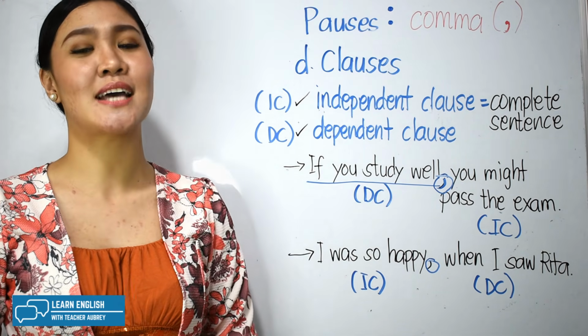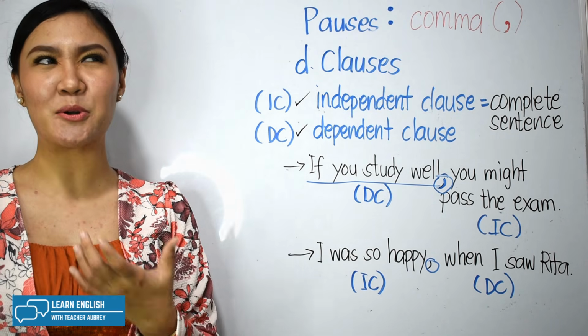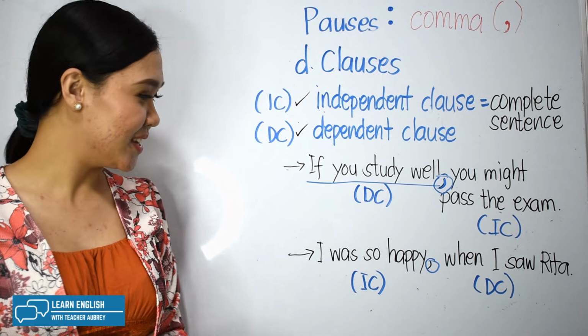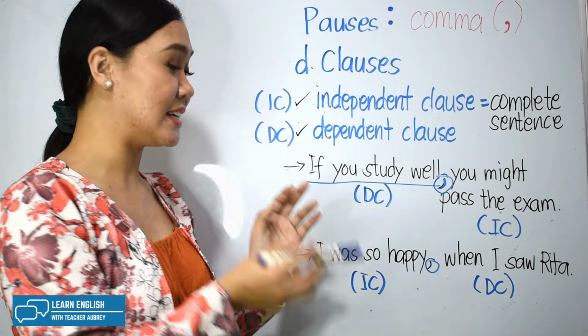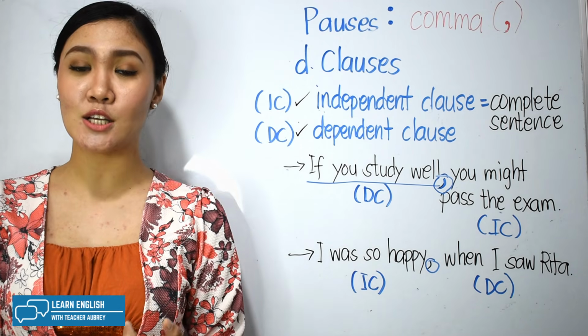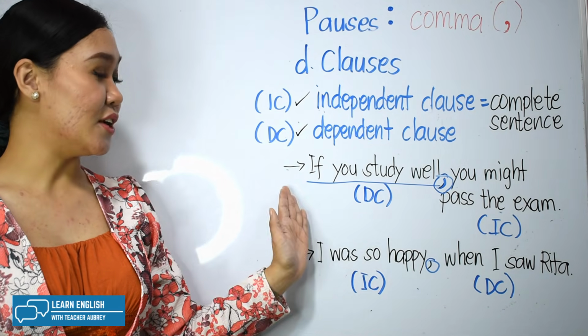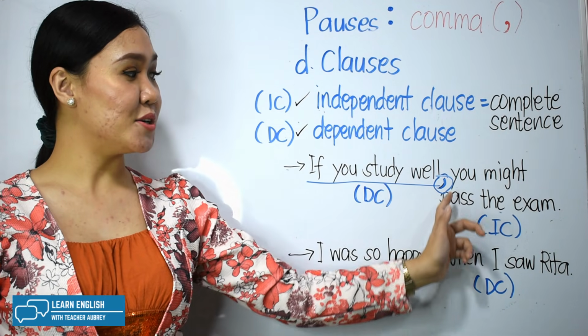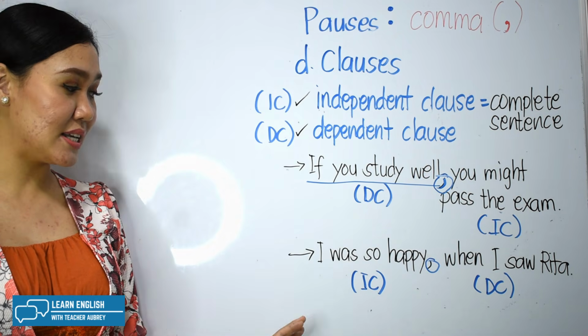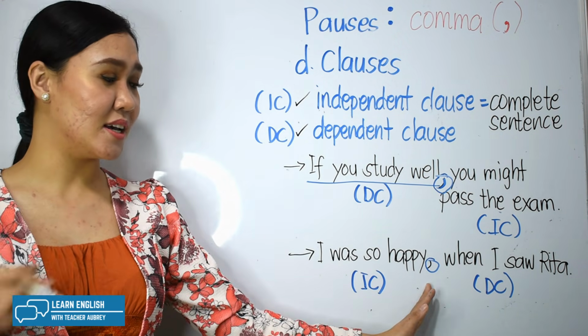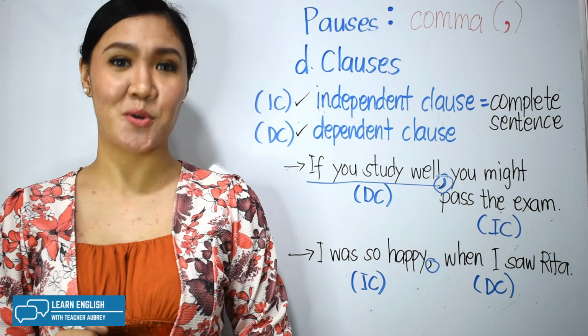Dumidepende lang siya doon sa independent clause para magkaroon ng kabuluhan yung kahulugan niya. Okay? So, para paghiwalayin natin ang isang independent clause and dependent clause sa English, gagamit tayo ng comma. Once again, if you study well, comma, you might pass the exam. Another example, I was so happy, comma, when I saw Rita.